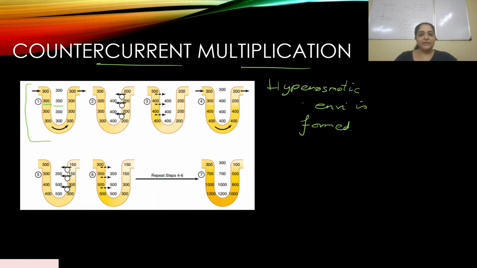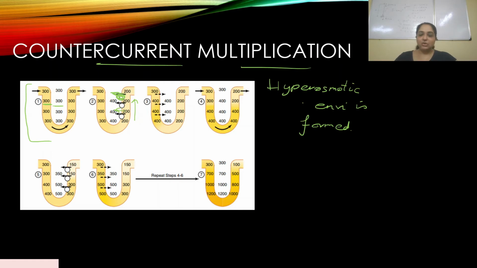Now we have the ascending limb of the loop of Henle. The ascending limb is not permeable to water, but it is permeable to solutes, that's sodium, potassium, chloride. So there's an active pump over here, a sodium potassium chloride pump. Basically, sodium and chloride are responsible for creating the hyperosmolar region in that interstitial medulla. So they pump out salts, they pump out sodium and chloride in the ascending limb of the loop of Henle.